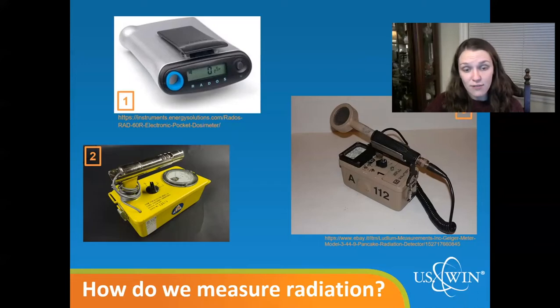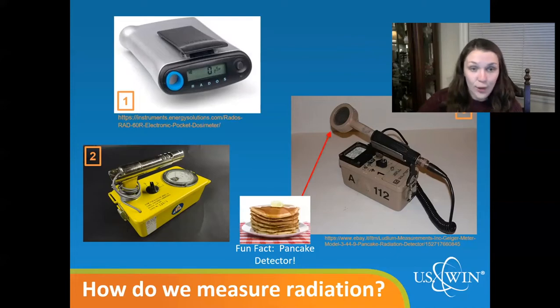However, there are several different types, such as the version in figure 3, which has a really large circular detection area that's better for measuring alpha and beta particles. And it's a fun fact in the industry that they actually call this the pancake detector because of its shape.